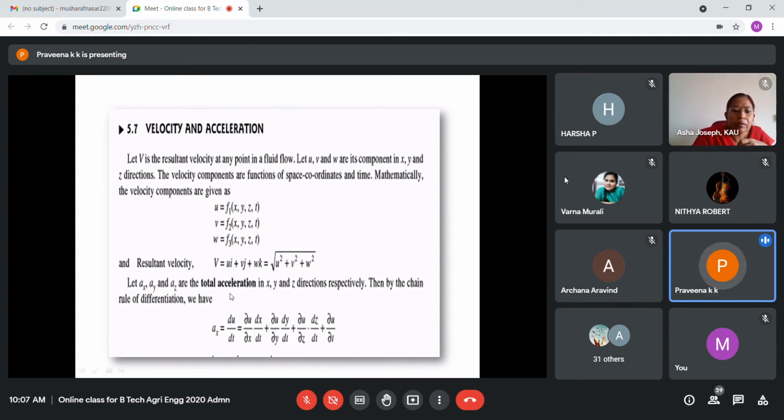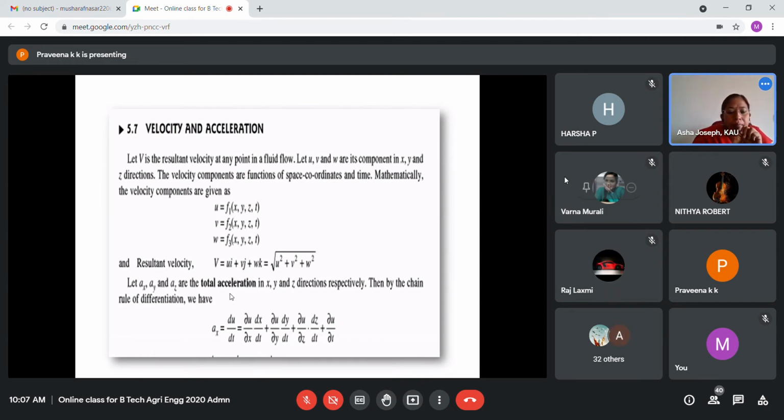So like that we can determine the acceleration or the total acceleration. Also, this resultant velocity will be represented by capital V, whereas the component velocity in the y direction is put as small v. So don't get confused, it is small v and the other one is capital V.